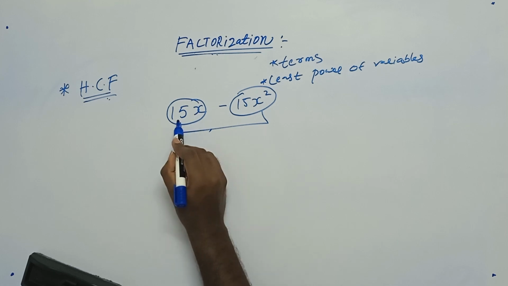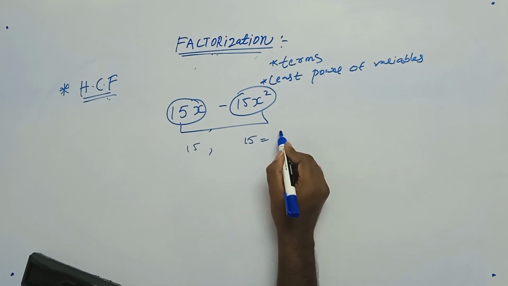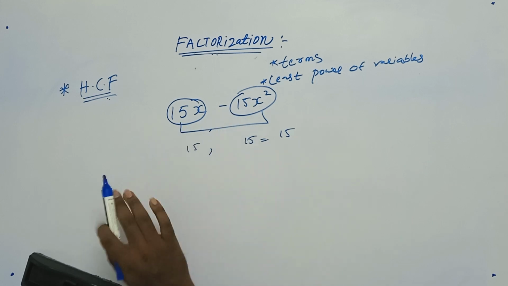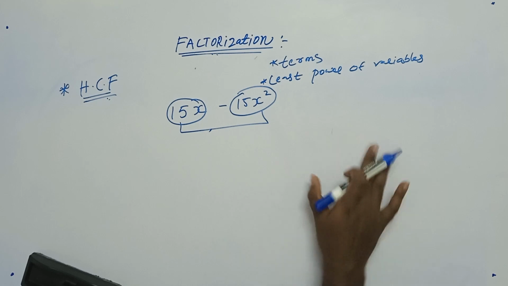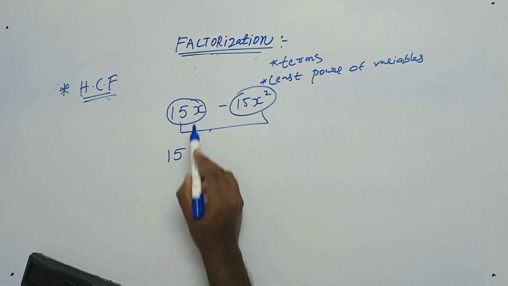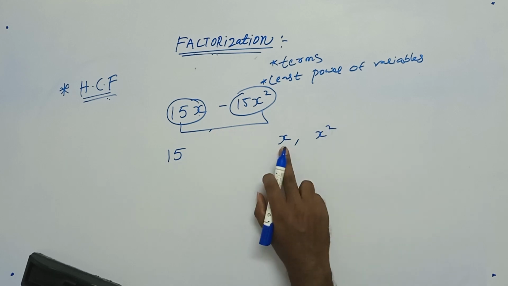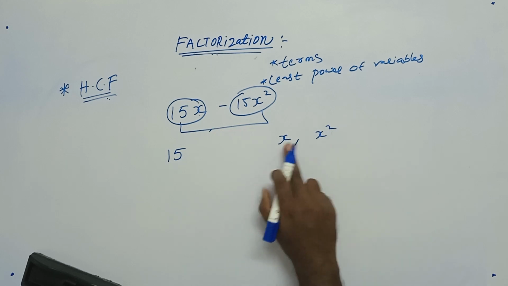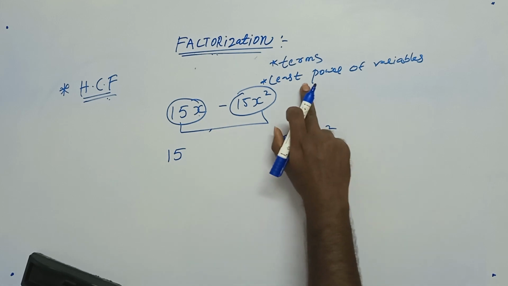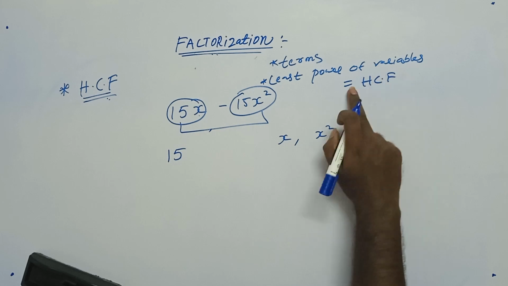Now we are going to find the HCF of the numbers 15 and 15. The HCF of 15 and 15 is 15. Now we write the HCF of the numbers here, and next there is x and x square, so we are going to compare x and x square. What is the HCF of x and x square? The least power of the variable is the HCF.